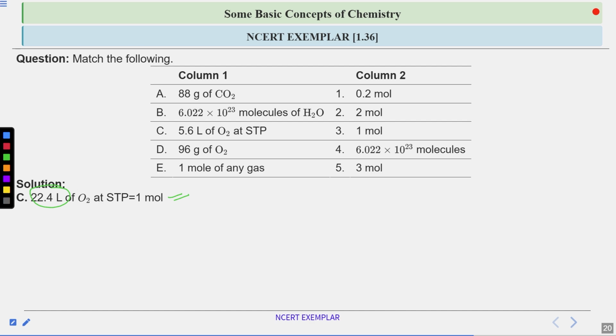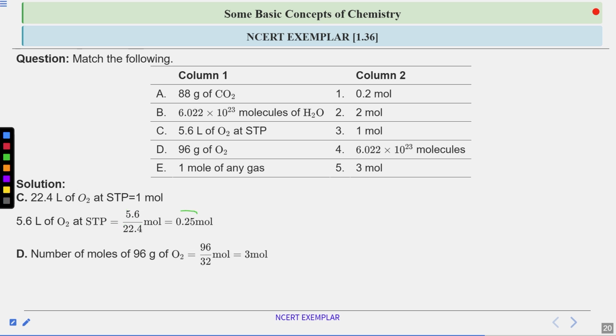If it's so, then what will be the number of moles in 5.6 liters? It will be simply 5.6 by 22.4. I have just used the unitary method. So in 1 mole we have 22.4 liters. So in 1 liter I will have 1 by 22.4, and in 5.6 it will be 5.6 by 22.4. It will give you 0.25 mole. Okay. So I have written it as 0.25 mole.